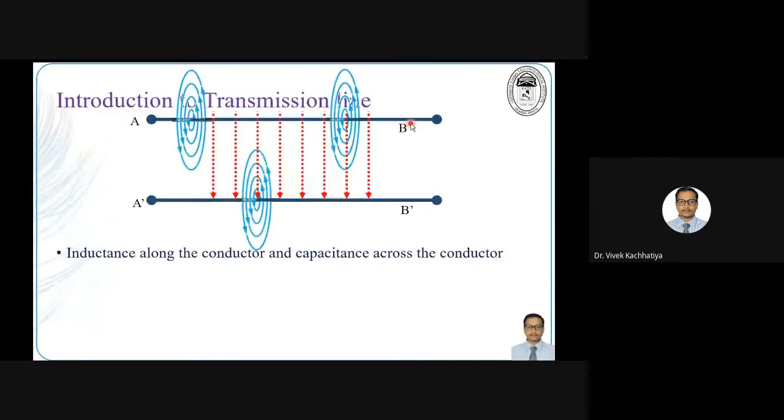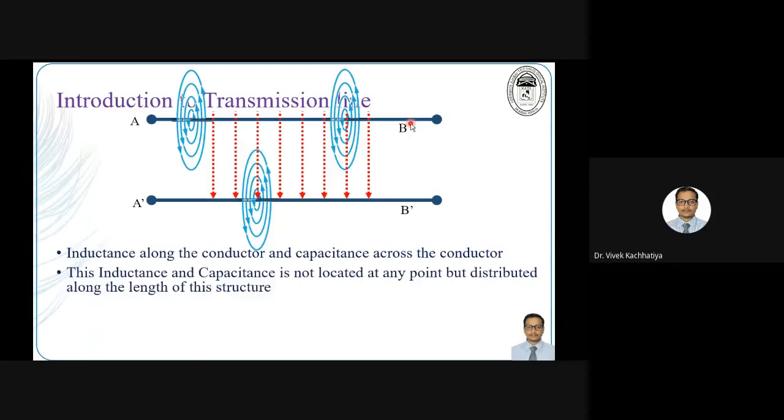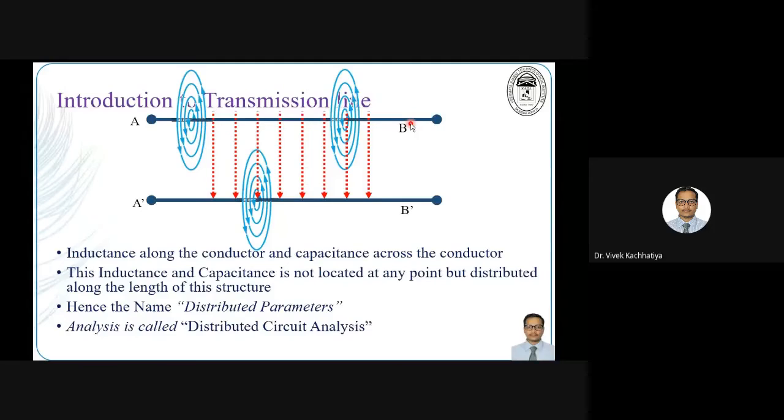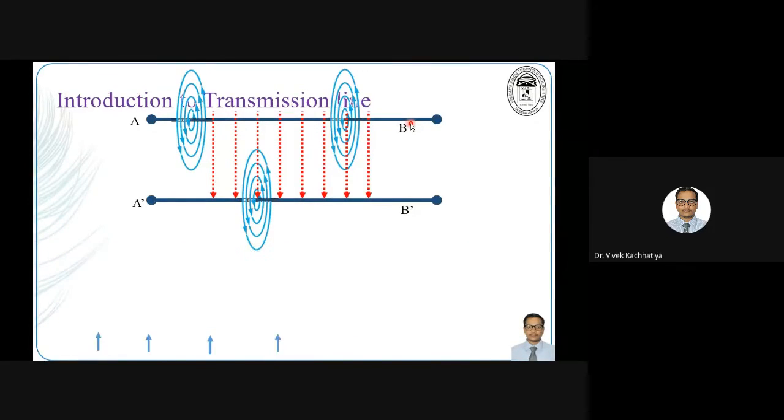We understood we have inductance along the conductor and capacitance across the conductor. This inductance and capacitance are not located at any point but distributed along the length of the structure. Hence the name distributed parameters. When we do analysis using these elements, it is called distributed circuit analysis, and these elements are called distributed elements.